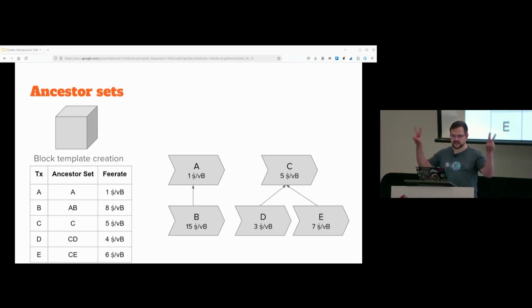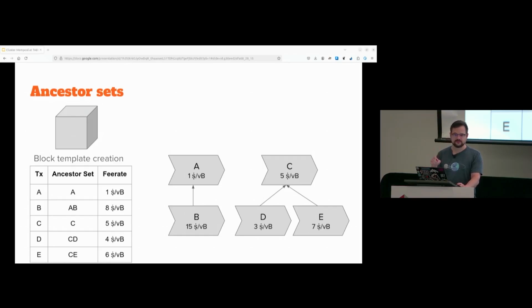So actually D's fee rate in the end will only be 3 sats per V-byte. So the ancestor set doesn't actually inform us here. This is a fairly simple example. There's more complicated examples where this would have even more weight.